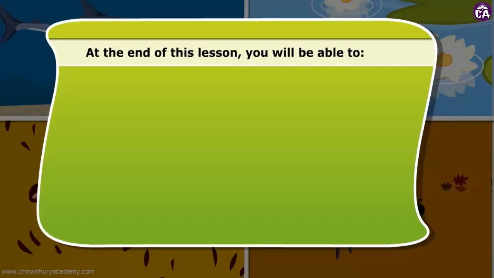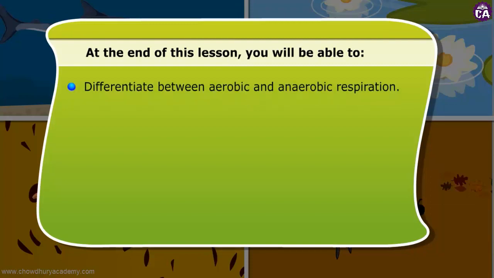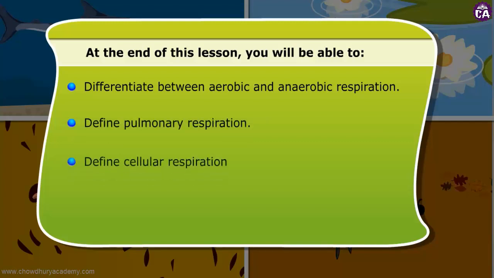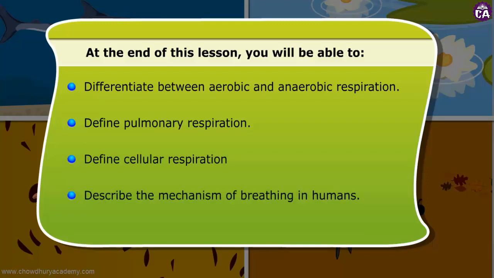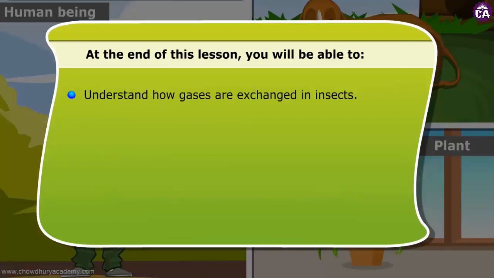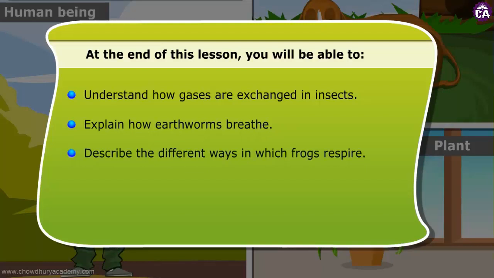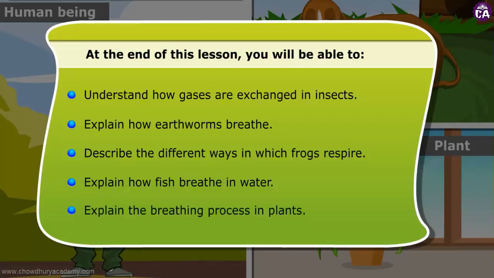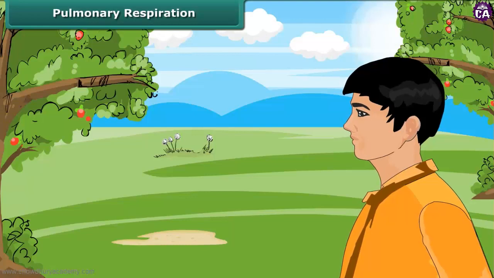At the end of this lesson, you will be able to differentiate between aerobic and anaerobic respiration, define pulmonary respiration, define cellular respiration, describe the mechanism of breathing in humans, how gases are exchanged in insects, explain how earthworms breathe, describe the different ways in which frogs respire, explain how fish breathe in water, explain the breathing process in plants. Let us look at what is breathing.